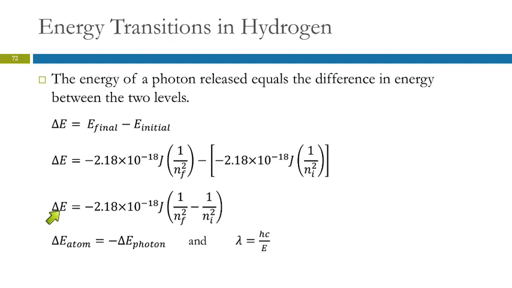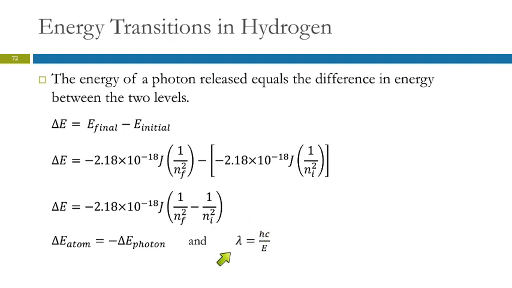So the change in energy for the electron or the atom itself is going to be negative because it's losing energy. The photon that it loses has energy, but its energy isn't negative. It's positive because it's the energy that's leaving the atom. So the change in energy for the atom is the same as the change in energy for the photon, but they're opposite in sign because one's gaining and one's losing.